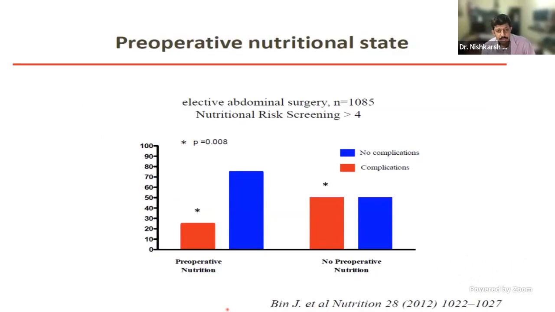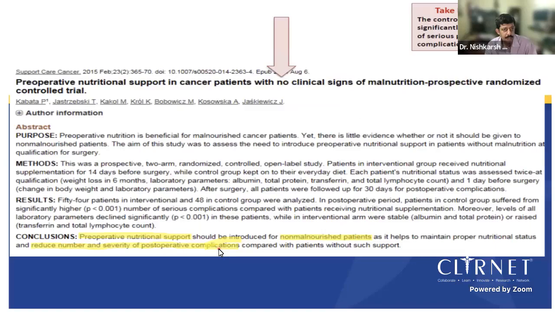Now, preoperative nutritional state is important. So in elective abdominal surgery, nutritional scoring was used. The complication rate was much more in patients with no preoperative nutrition as compared to those who received preoperative nutrition. So the take-home point is that the control group had a significantly higher number of serious post-operative complications. The control group was those patients who did not receive preoperative nutritional support. So it is important that we start nutritional support in the preoperative period for non-malnourished patients as well, as it helps to improve the overall status of the patient and reduce the post-operative complications.